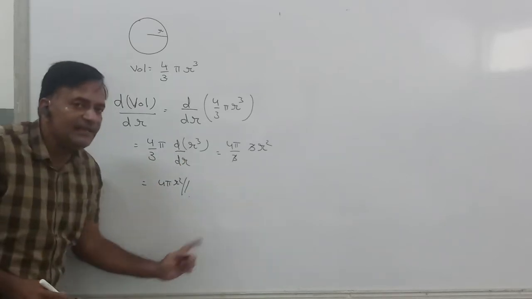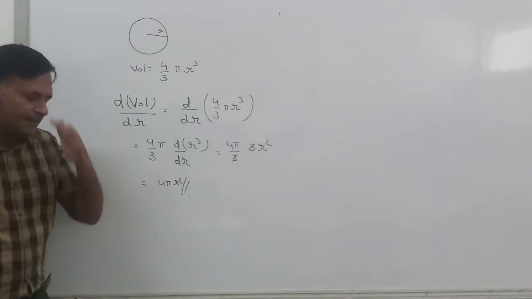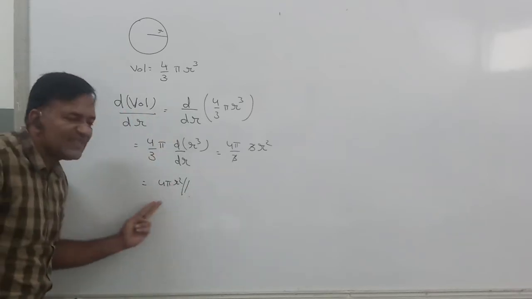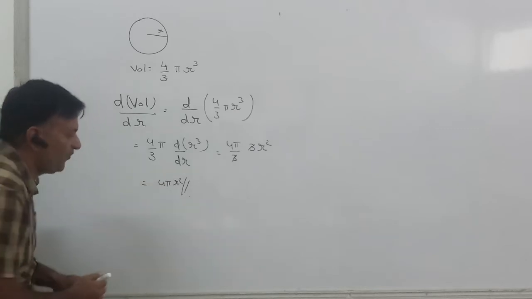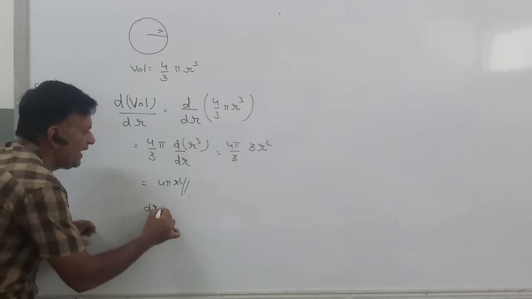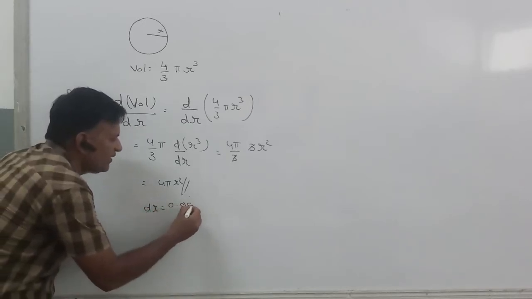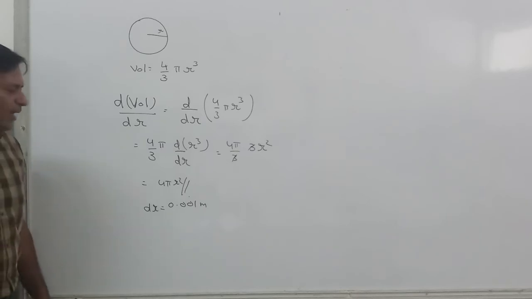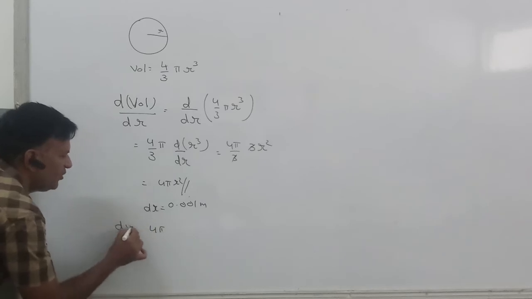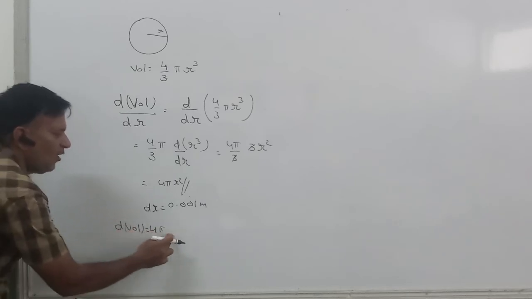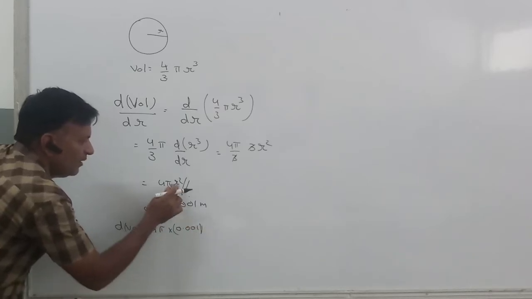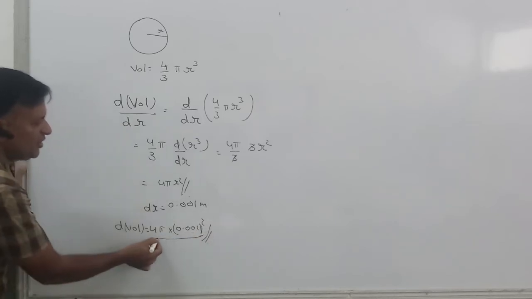What does this answer mean? This answer means that if you change the radius by a very small quantity, the volume changes by this quantity. Suppose the change in radius, I can write it as delta r, or I can write it as dr. If dr is equal to 0.001 meter, what is the change in volume? The change in volume is equal to 4 pi into 0.001 square times. This is the change in volume.